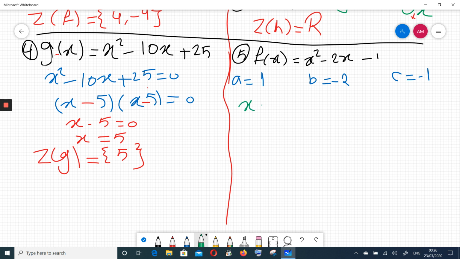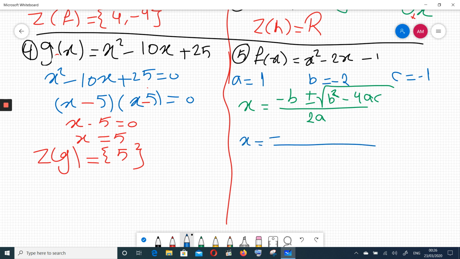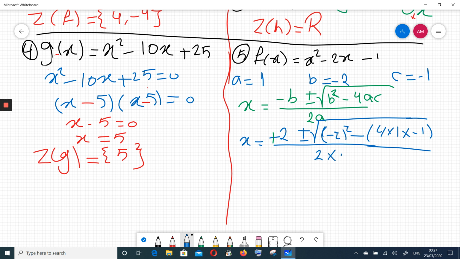The general formula's rule: x equals negative b, positive or negative, square root of b power 2 minus 4ac, over 2a. Let's replace the values of a, b, and c. First step: negative b. The value of b is negative 2, and negative of negative is positive, so positive 2, positive or negative, square root. As we said before, when you make your root, you must put brackets: negative 2 power 2, minus, open another bracket, 4 times a equal 1, times c negative 1, over 2 times a equal 1.